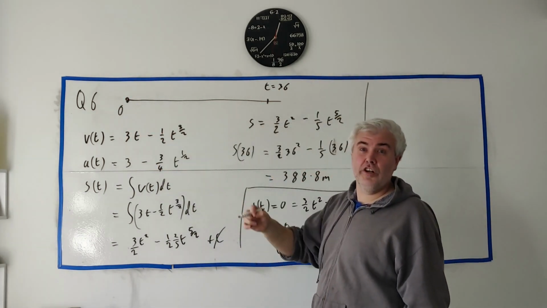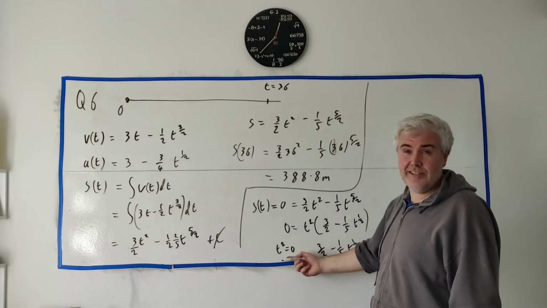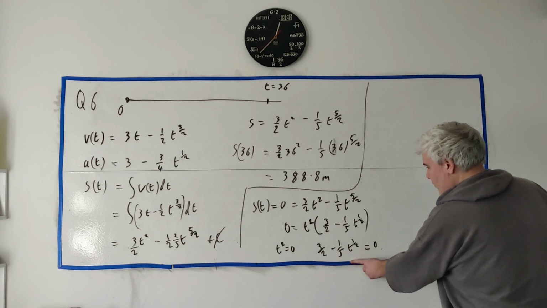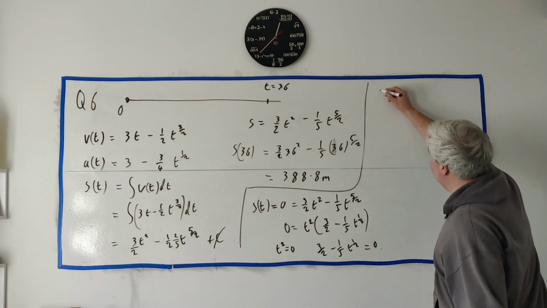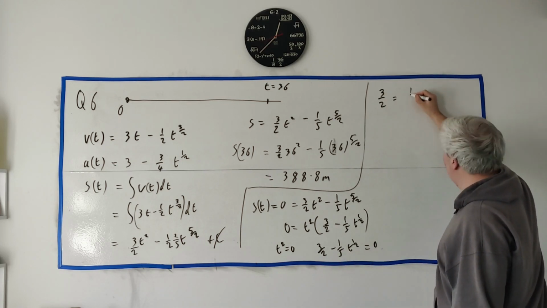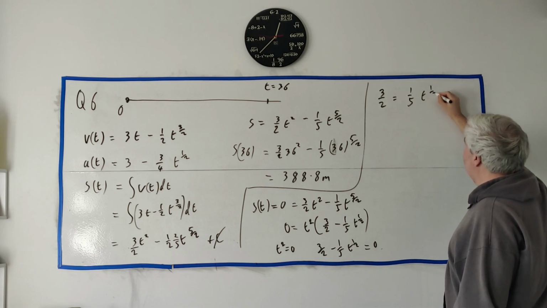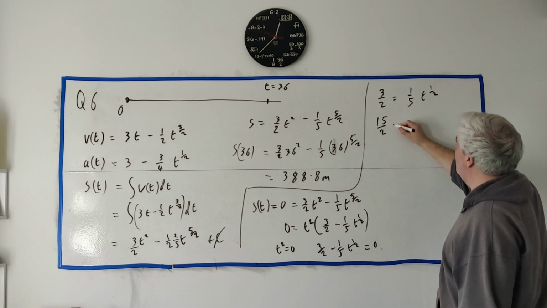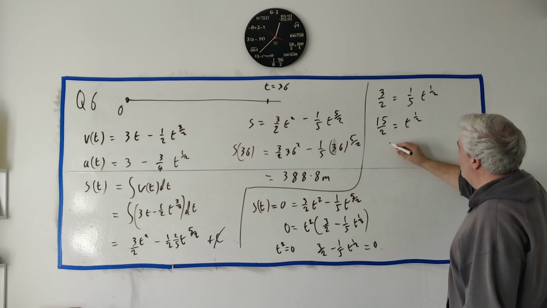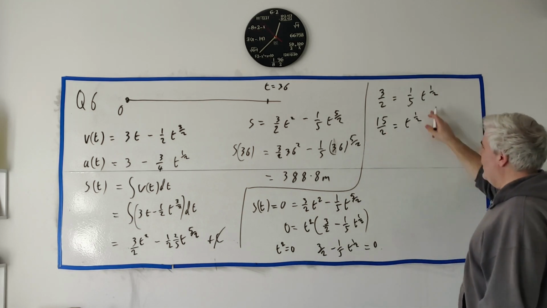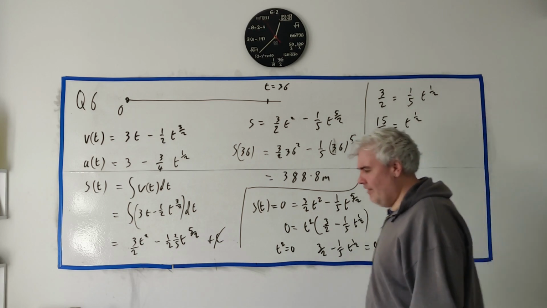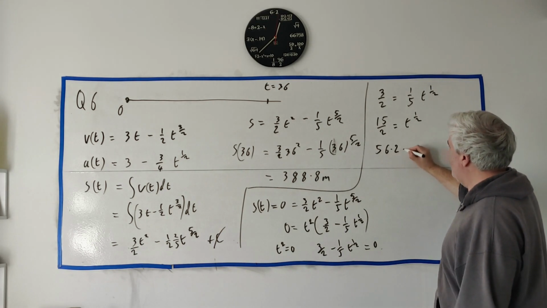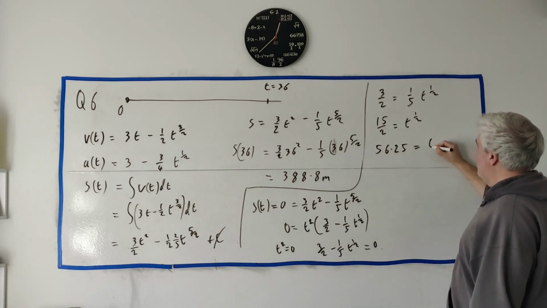They asked when it returns to the origin, so that is not the one we're interested in. We need to solve this one here. Bring that over the equals. We get 3 over 2 is equal to 1 over 5 t to the power of a half. Multiply across, we get 15 over 2 is equal to t to the half, and that's 7.5. Square both sides, and 7.5 squared is 56.25, which is equal to t.